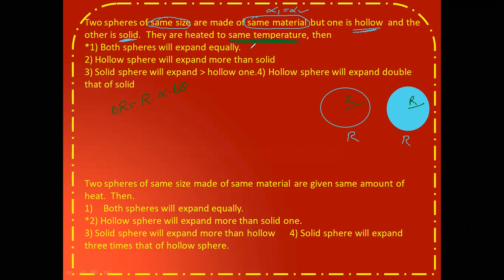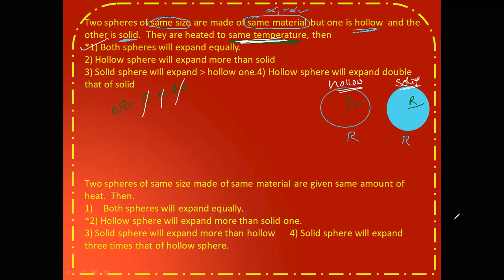Here they gave the same size, so I am taking the radius. Nothing is the problem with that. You can take r as constant, the material is the same, and delta theta is also the same because the rise in temperature is the same. So the expansion will be the same for the hollow as well as the solid. So the first option is the correct answer.